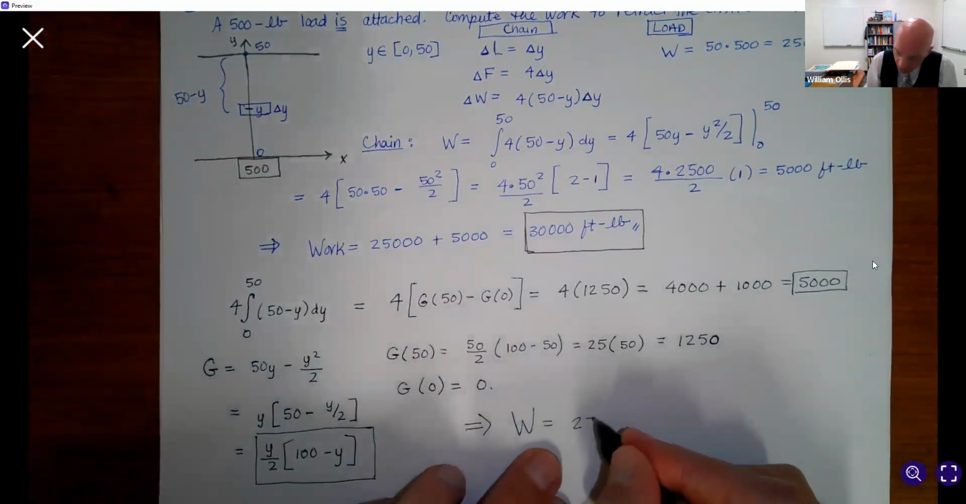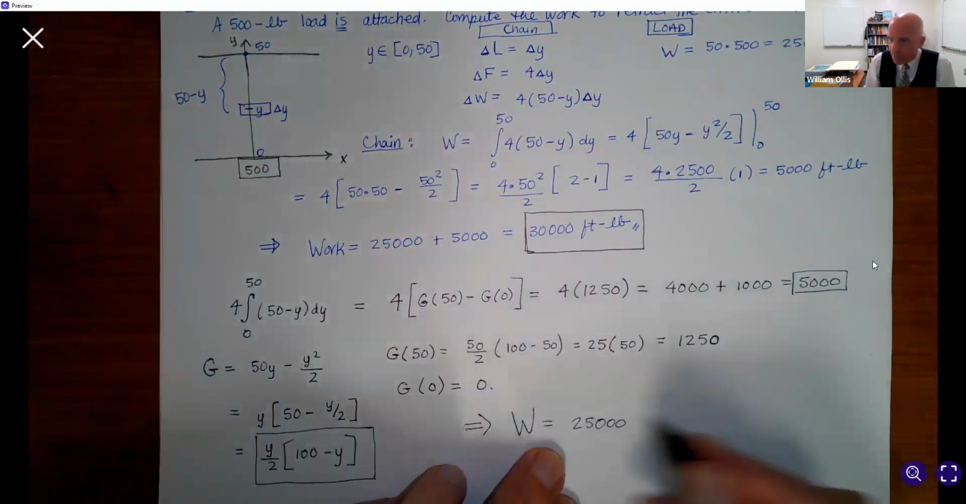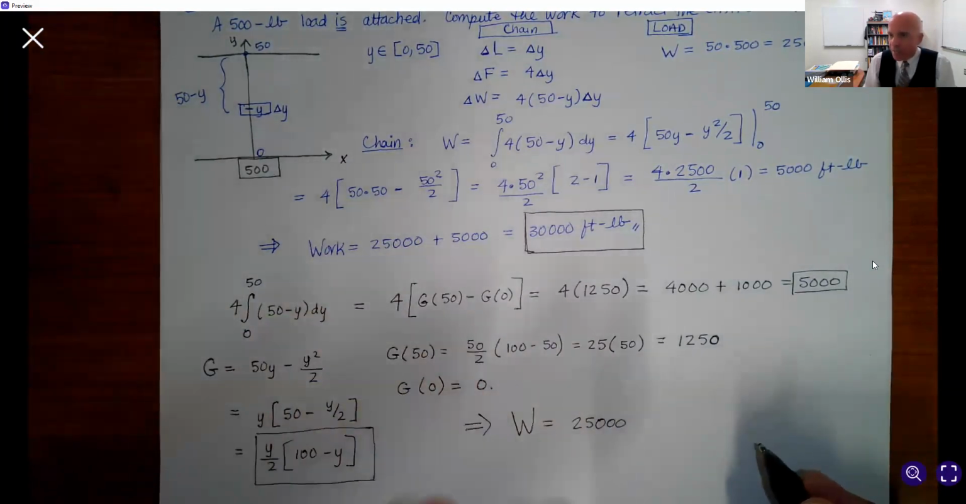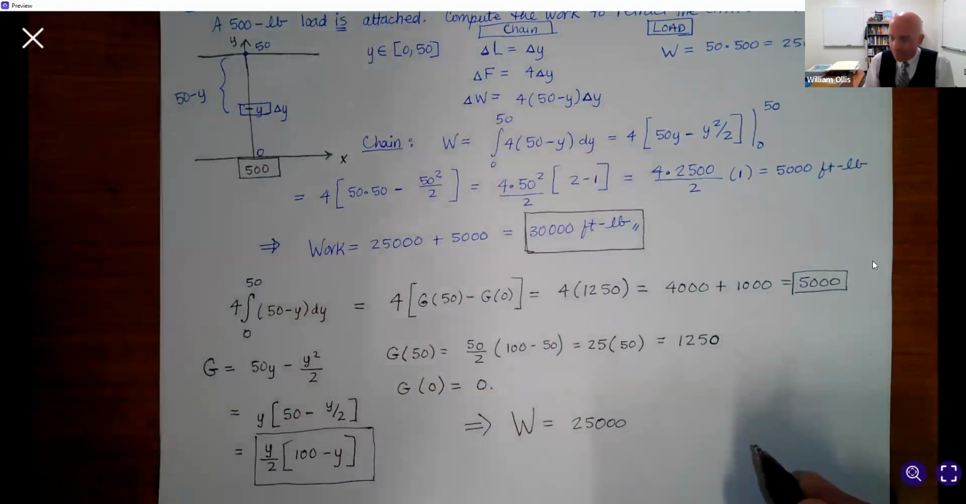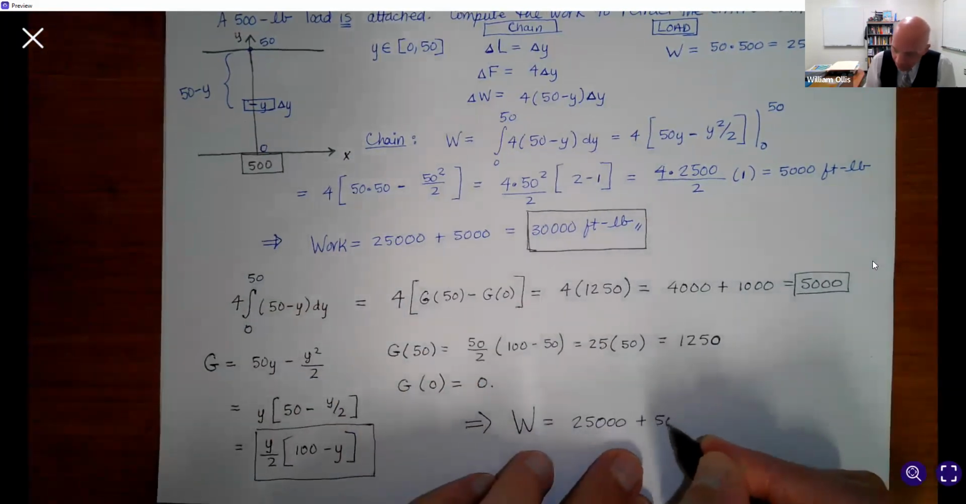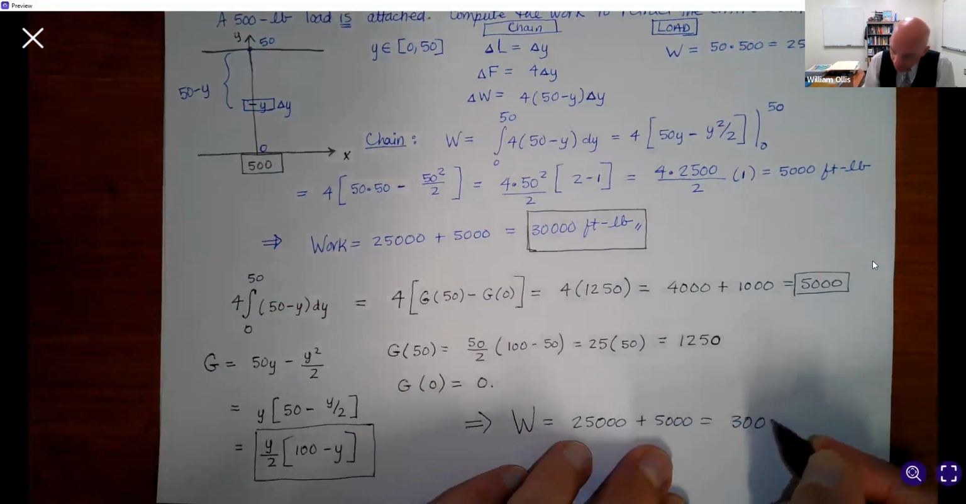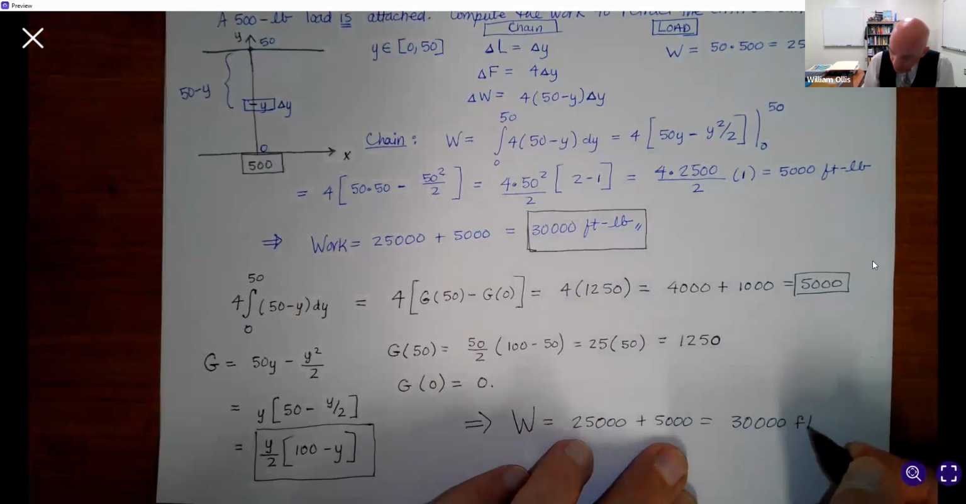So we have 25,000. Now, of course, you don't have to put units in the calculations. I know your physics professor would not be happy, but you can just include them at the end. 25,000 plus 5,000 gives us 30,000 foot-pounds.